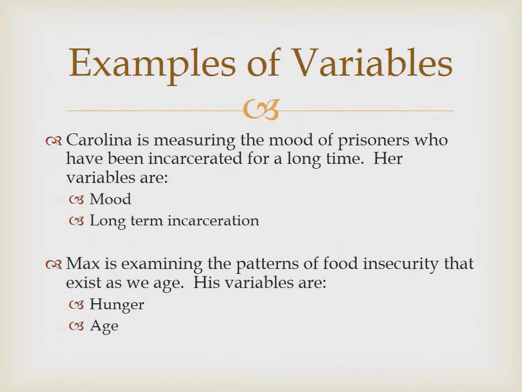So let's look at some more examples just to make sure this is clear. So Carolina is measuring the mood of prisoners who have been incarcerated for a long time. Her variables are mood and long time incarceration. Now in a little bit we're going to talk about how you specify what these things mean, but for now let's just keep looking at examples of identifying variables. So Max is examining the patterns of food insecurity that exist as we age. His variables would be hunger and age.